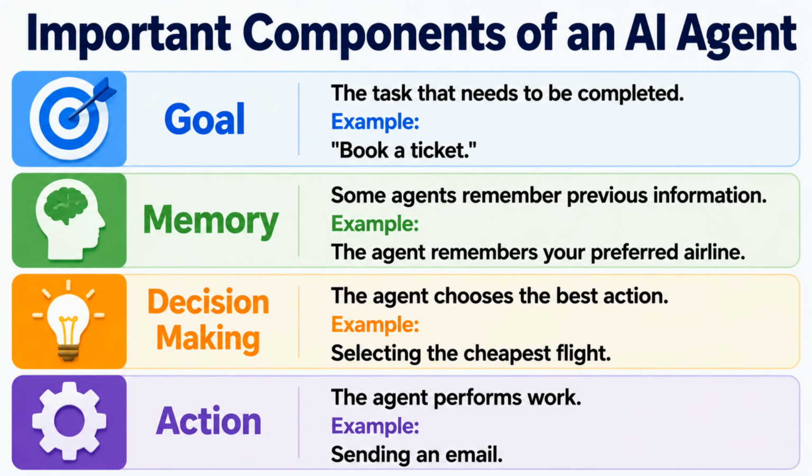Now we will see the important components of an AI agent. First one, goal, the task that needs to be completed. For example, book a ticket. Second one is memory. Some agents remember previous information. For example, the agent remembers your preferred airline. Third one, decision making. The agent chooses the best action. For example, selecting the cheapest flight. Fourth one is action. The agent performs work. For example, sending an email.